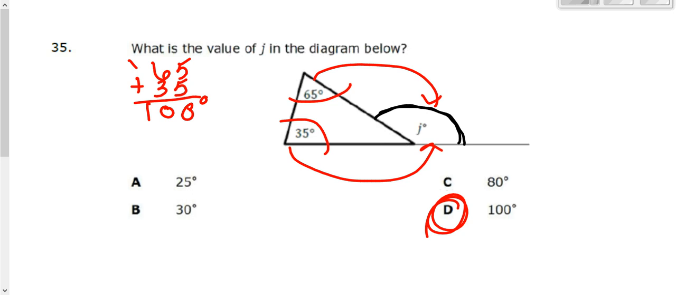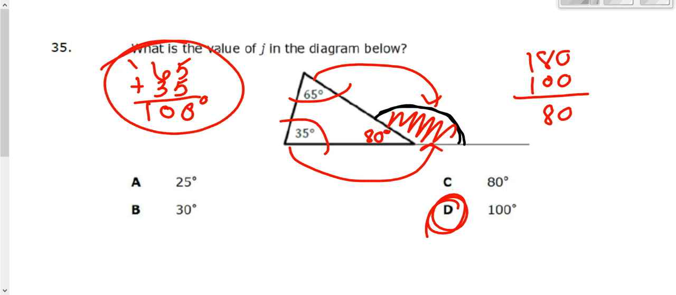Now, some people always want to take 180 and take away 100 and get 80, but that represents this inside angle. I don't want the inside angle. I want that outside angle. So the outside angle is just the two angles added together, which equals 100 degrees.